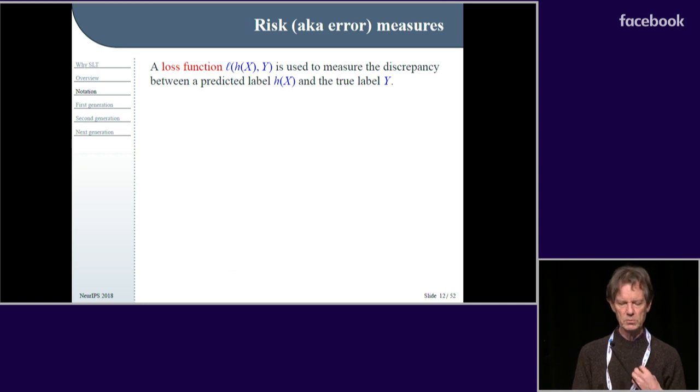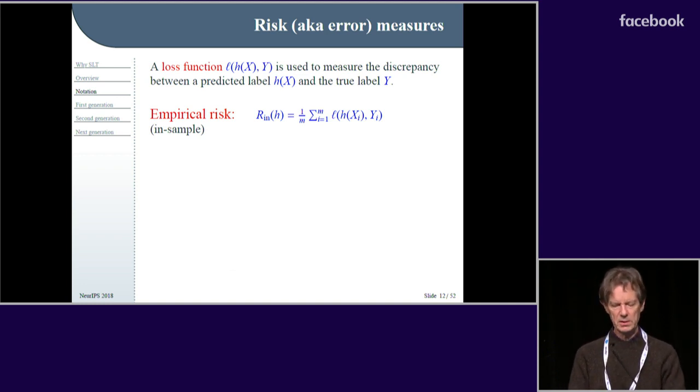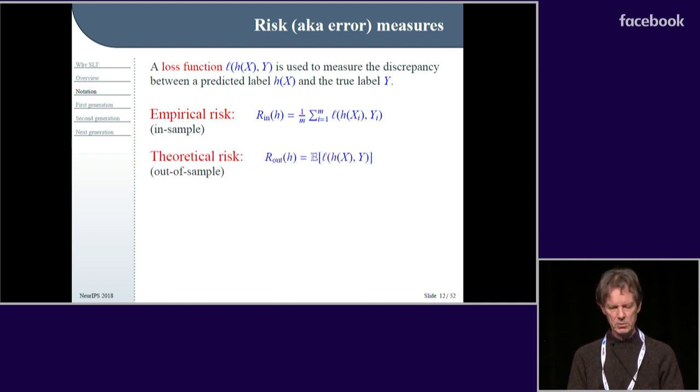The measures of performance will always be through a loss function, which is measuring the discrepancy between the prediction that we make on the input with the function h and the true label y. So we have two measures of performance: the in-sample performance, which is the empirical risk, which is basically the average of the loss that we experience on the training data, the m training samples, and the theoretical risk or out-of-sample risk, which is the generalization error, the expected risk that we would see from a randomly chosen test example.